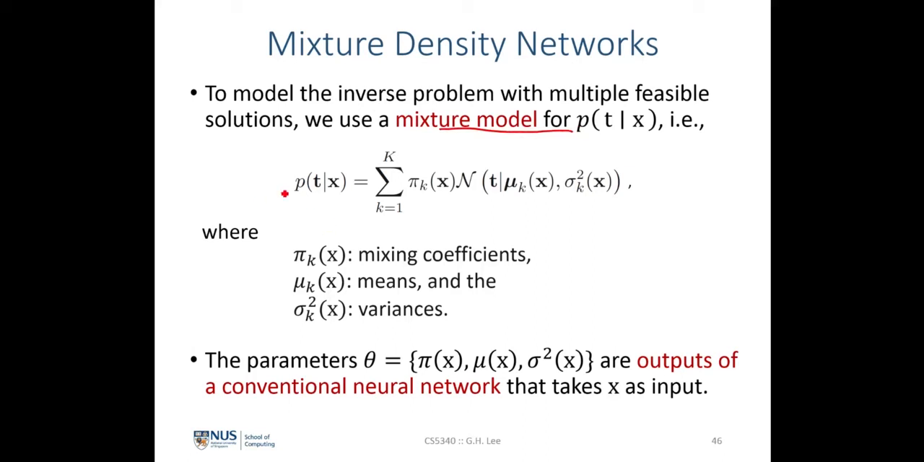So now the posterior distribution, instead of being given simply by a normal distribution that is parameterized by the network f(x) with a certain sigma square, we're going to model this posterior distribution with a Gaussian mixture model, where pi here is our mixing coefficient, mu here is our usual mean, and sigma here is our usual variance of a certain kth component of our Gaussian mixture model.